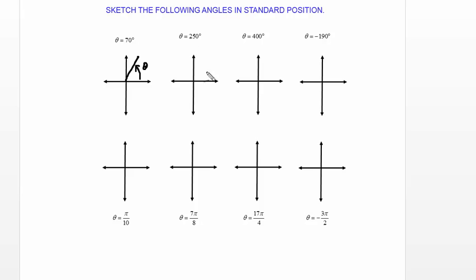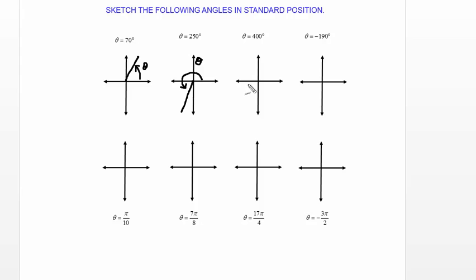Where would 250 degrees lie? So getting to know these angles, 90, 180, well, 270 is here. So we passed 250. So it's 20 degrees inside of 270. So I would say that angle theta would lie in quadrant number 3. 400, let's see what happens.